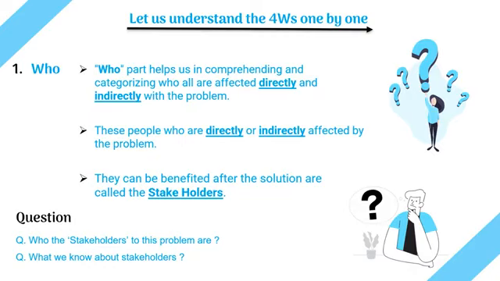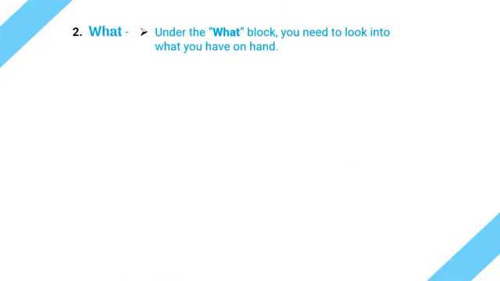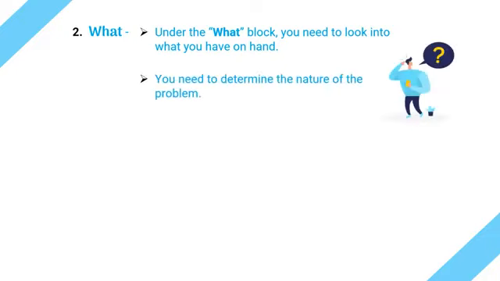So let's see the second W, that is what. Under the what block, you need to look at what you have on hand. At this stage, you need to determine the nature of the problem.